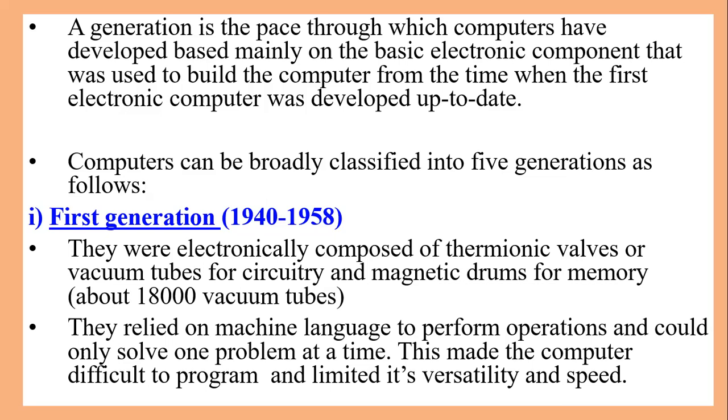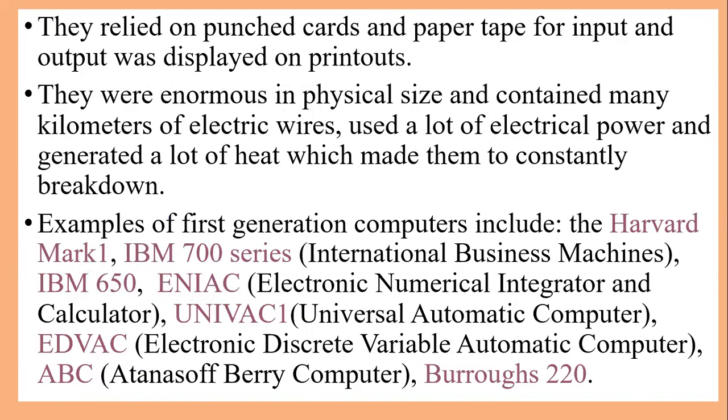They were electronically composed of vacuum tubes for circuitry and magnetic drums for memory. A single computer was composed of about 18,000 vacuum tubes. These computers relied on machine language to perform operations and could only solve one problem at a time. This made the computer difficult to program, and it had limited versatility and speed. These computers relied on punch cards and paper tape for input, and output was displayed on printouts.